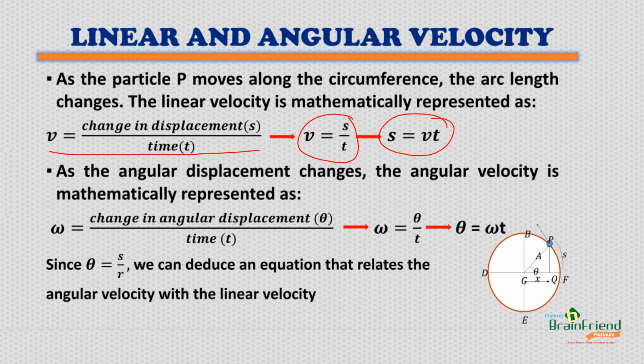Now, the rate of change of angular displacement gives us our angular velocity, omega, which is represented as omega equal to change in angular displacement over time. Mathematically, this is represented as omega equal to theta over t, where theta is the angular displacement. If we make theta the subject of the formula, we have theta is equal to omega t. But recall that we have theta to be equal to x over r. With this, we can deduce an equation that relates angular velocity with linear velocity.